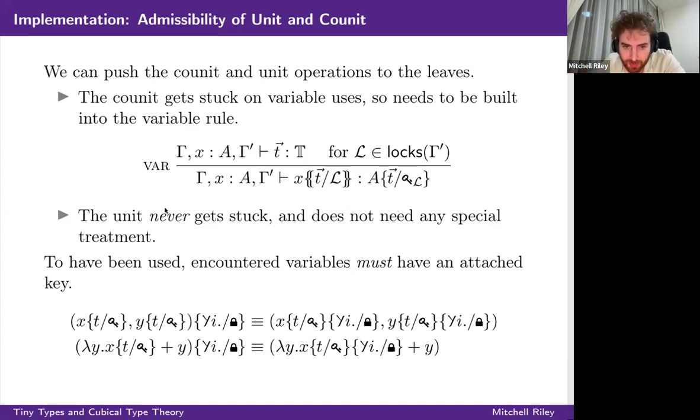So the unit rule never gets stuck as you push it down to the leaves. Eventually, as you do this, it's going to encounter the key that it corresponds to. There's no way around the unit meeting the corresponding key, because once you reach a variable, the typing rule for this operation means that the variable that you've reached must be to the left of the lock that this thing corresponds to. And so there must be a co-unit there waiting for it to turn back into a regular substitution. Okay.